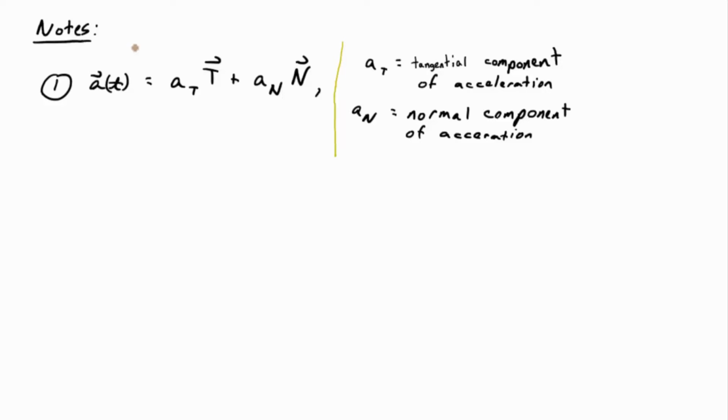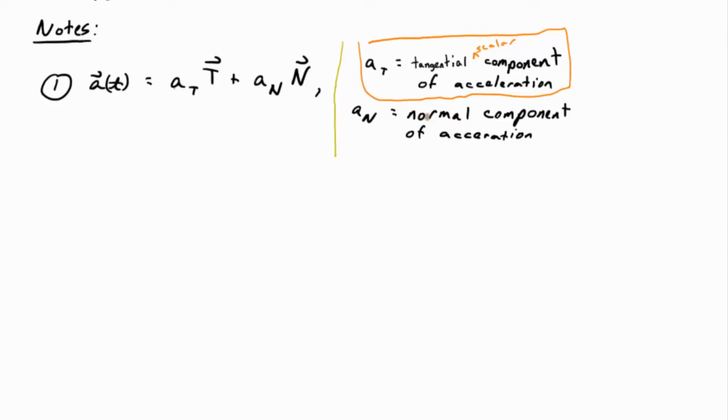So A of t, the big result, can be written as a scalar times t plus a scalar times n. A sub t, I already said it, but it's written here, is the tangential component of acceleration. And it really is a scalar. If you wanted the vector component, you'd take the whole thing. The tangential vector component of acceleration would be A sub t times t.